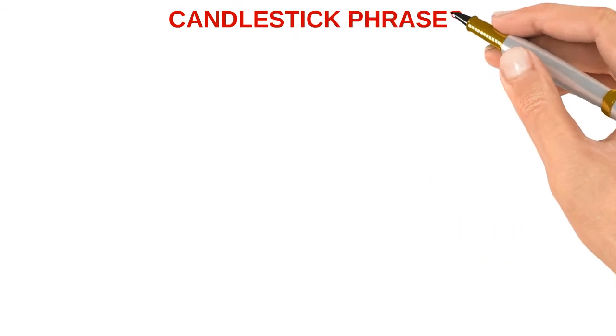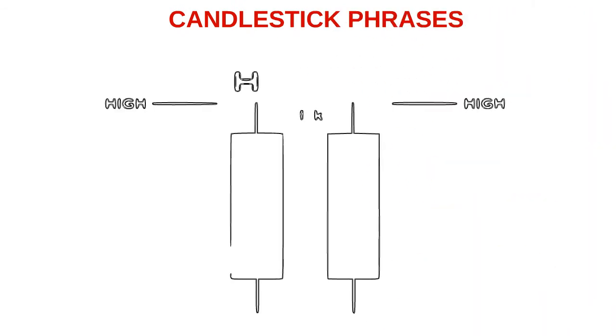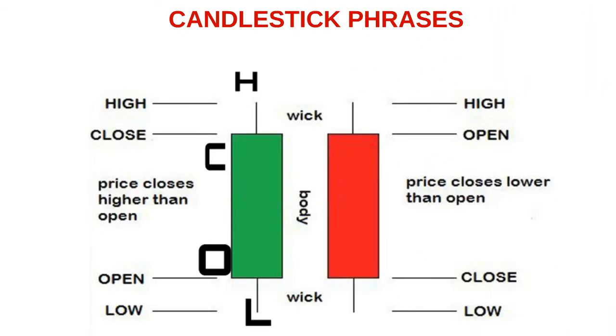Some candlestick terminologies. Candlesticks are of two types: bullish candle and bearish candle, generally referred to as green and red candles. This is how a candlestick looks like, and this is the body of the candle, and the top and the bottom line is called a wick or a shadow.